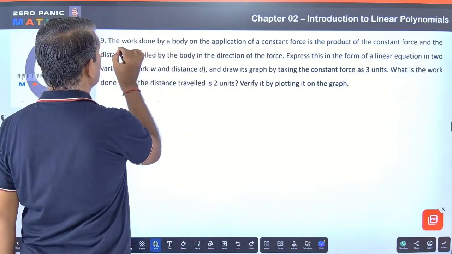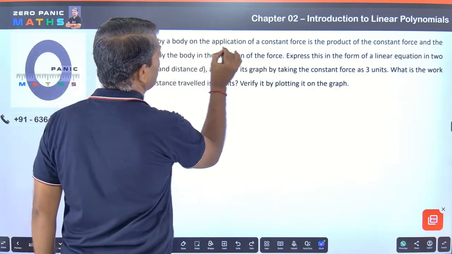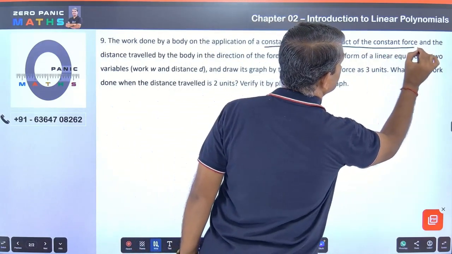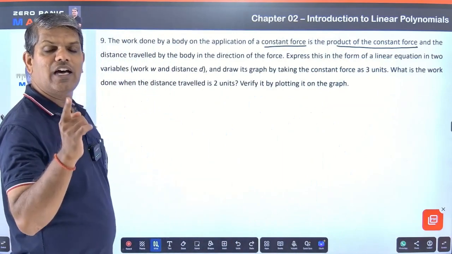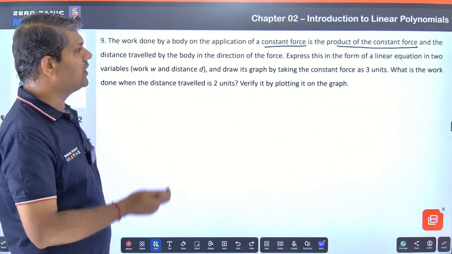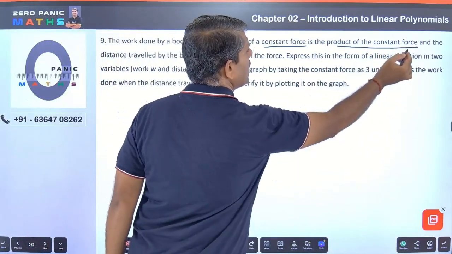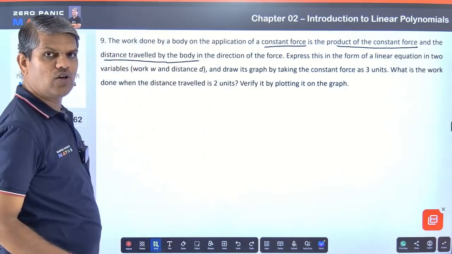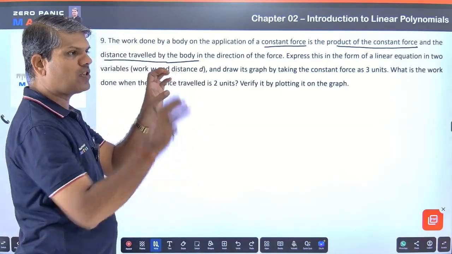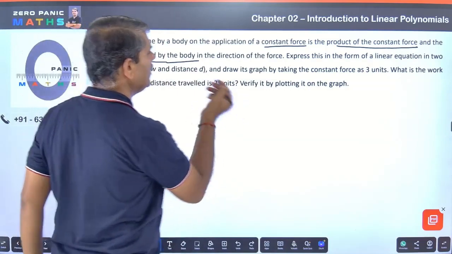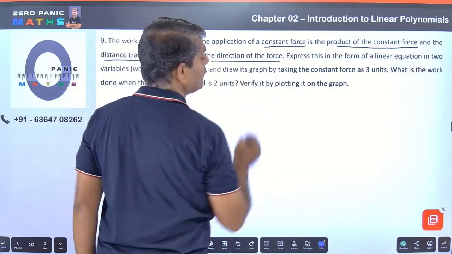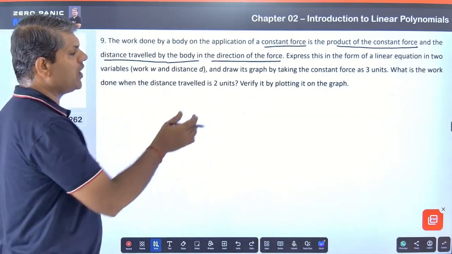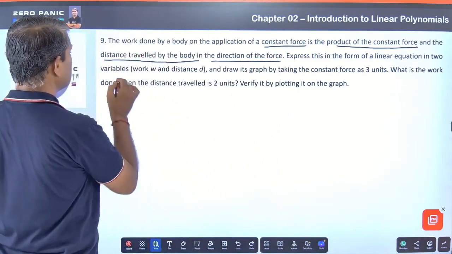Try to understand this problem first. The work done by a body on the application of a constant force is the product of constant force and the distance traveled by the body. As I already told, it is the product of constant force and the distance traveled, in the direction of the force. Express this in the form of a linear equation. They first want us to express this formula in the form of a linear equation in two variables.